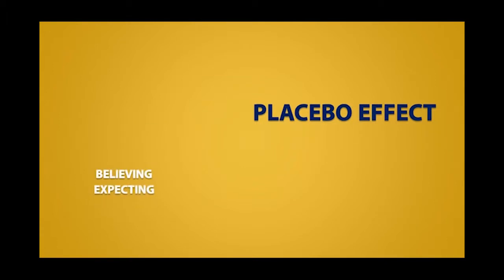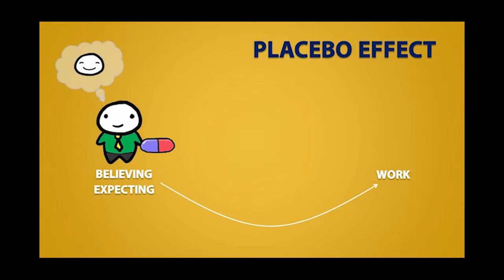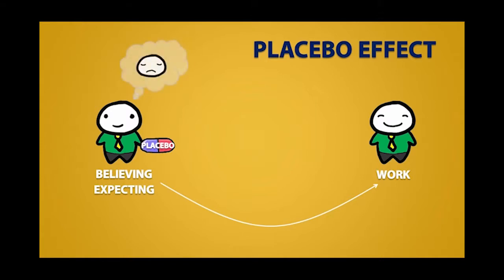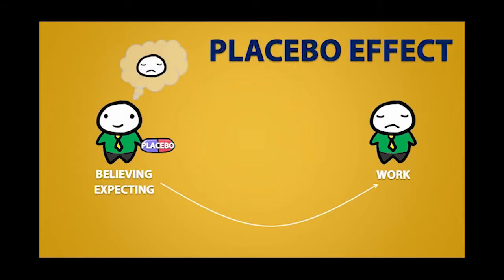These psychological effects are known as the placebo effect. By believing and expecting something to work, it will work. For example, if you believe that a pill will make you feel better, then it will make you feel better, even if the pill is fake. In other words, the pill is a placebo. If you think that the same placebo will make you feel sad, then it will make you feel sad. This is the placebo effect.